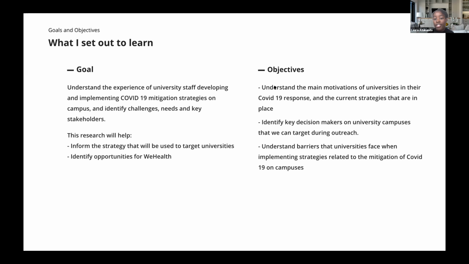In terms of the objectives, these were the three main objectives. First, to understand the motivations of universities in their COVID-19 response and the current strategies that they're using. Second, to identify key decision makers on university campuses that can be targeted during outreach. And finally, to understand the different barriers that universities face when they're implementing these strategies.